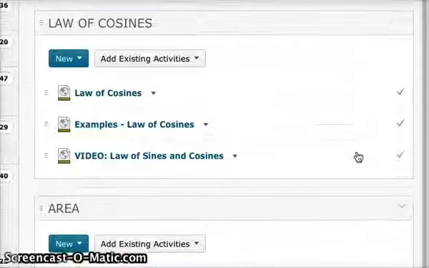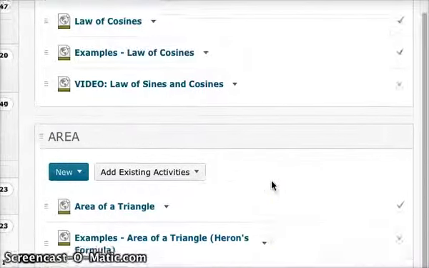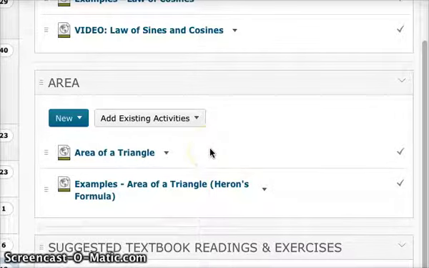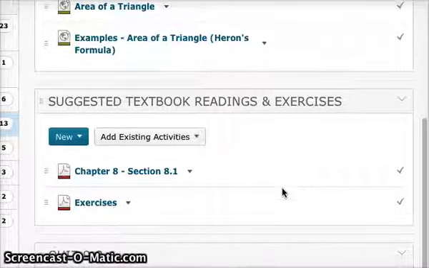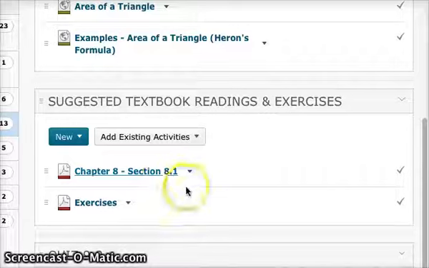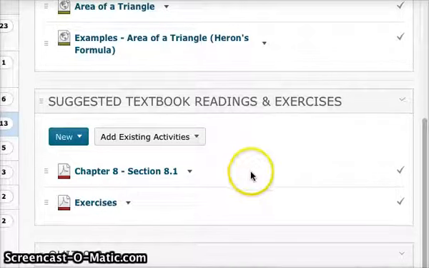Then you have the law of cosines, a very good piece of the course. Then you have a couple sections about the area of a triangle and also Heron's formula, which is important. It's also on the green sheet. Here are your suggested readings. Again, I would go through this very carefully, this chapter 8, section 1.